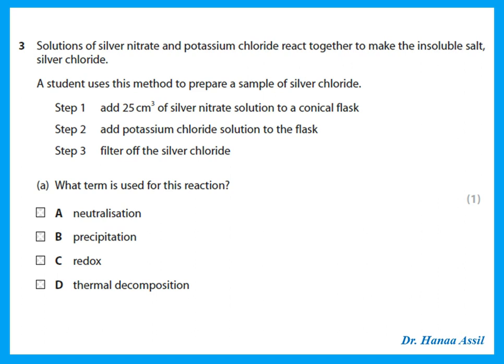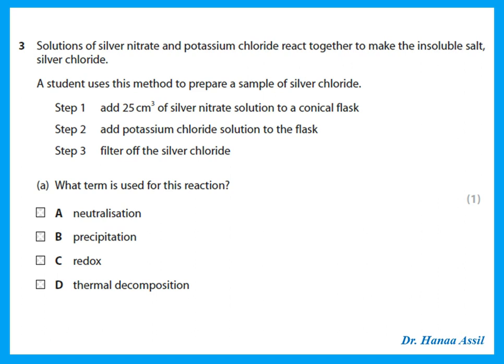Solutions of silver nitrate and potassium chloride react together to make the insoluble salt silver chloride. A student uses this method to prepare a sample of silver chloride. Add 25 cm³ of silver nitrate to a conical flask, add potassium chloride to the flask, and then filter off the silver chloride. So obviously he's preparing the insoluble salt silver chloride by the method we called precipitation.